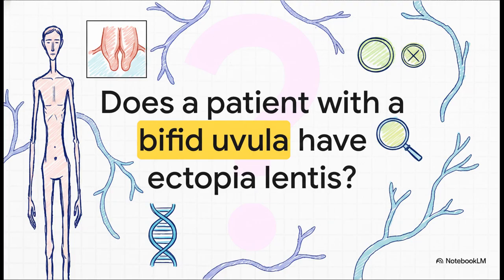So, to wrap up this explainer, I'm going to put you in the hot seat. Apply what we just talked about. Let's say a tall patient with a bifid uvula and widespread arterial tortuosity walks into your clinic. Based on those exact clues alone, do they have ectopia lentis? What's the diagnosis? And why are you absolutely confident their eye lenses are completely fine? Think back to the Loeys does something different rule.